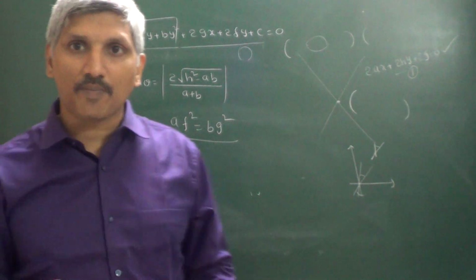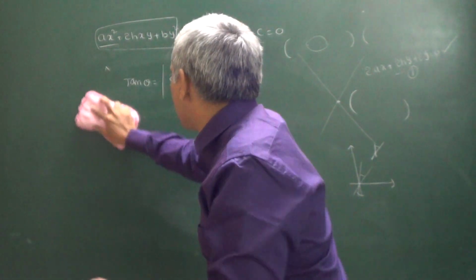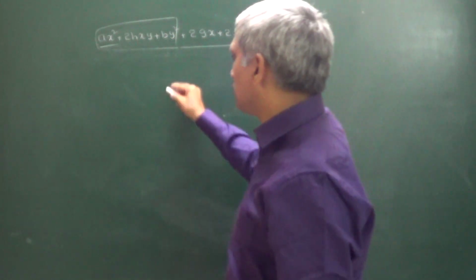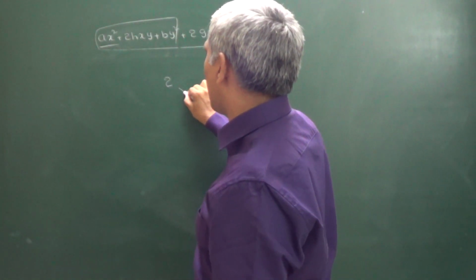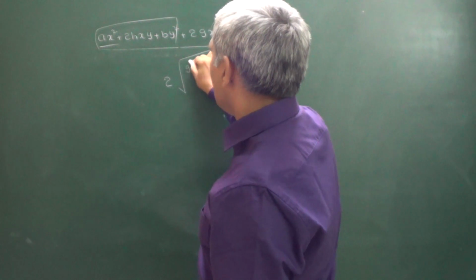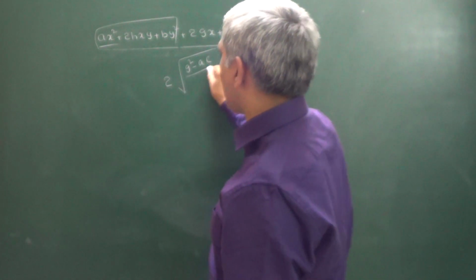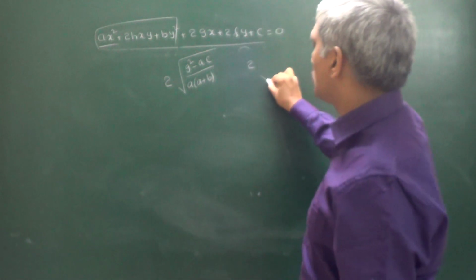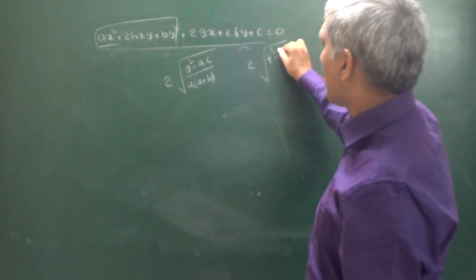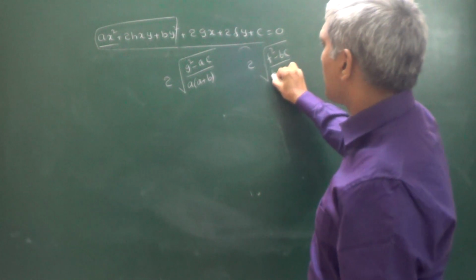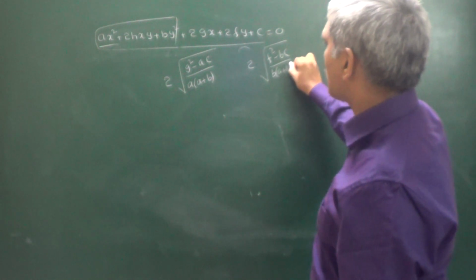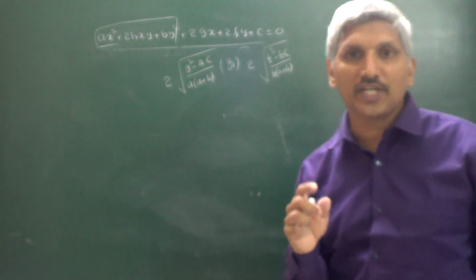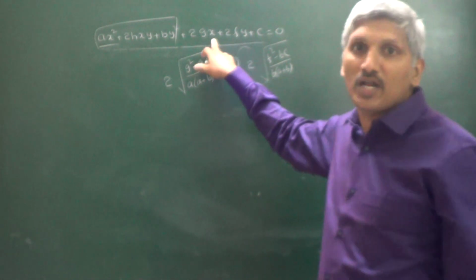When it represents a pair of parallel lines, how do we find the distance between those two parallel lines? The distance between them is given by 2 times the square root of (g square minus ac) divided by a into (a plus b), or 2 times the square root of (f square minus bc) divided by b into (a plus b). You can use either one. That is the formula for finding the distance between a pair of parallel lines.